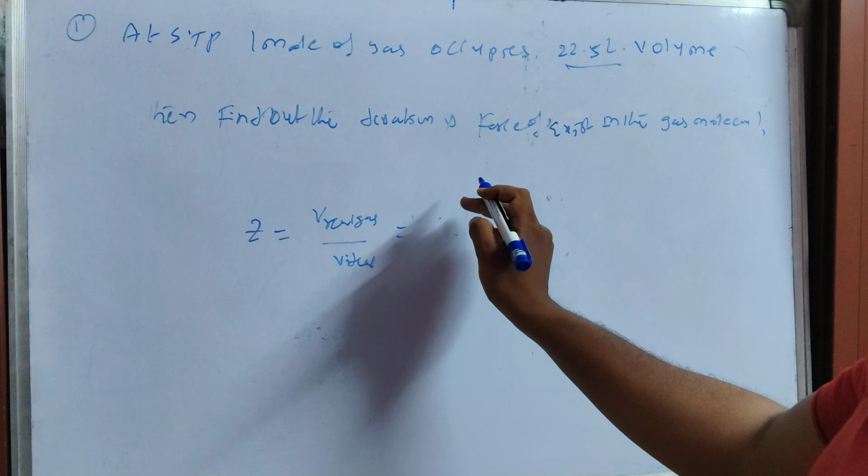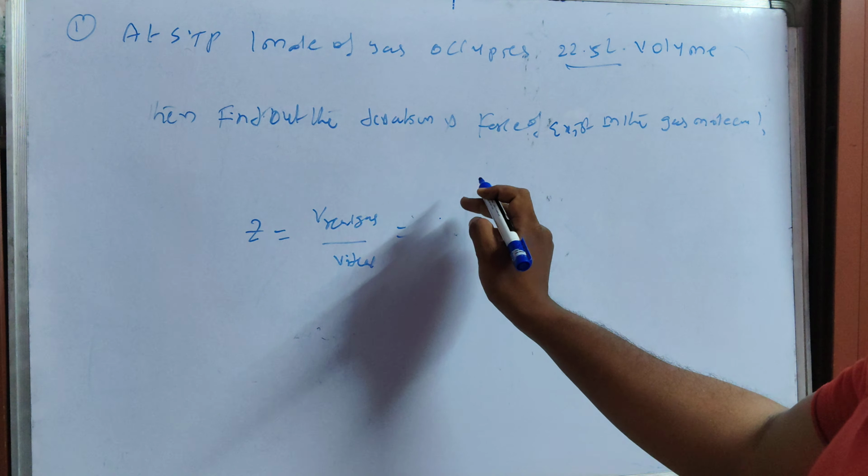Next, we know the formula: any gas at standard temperature and pressure, 1 mole of gas occupies 22.4 liters. This is the standard one, you have to remember. This is the ideal gas, that is V ideal, 22.4.